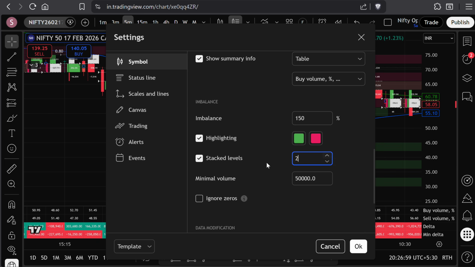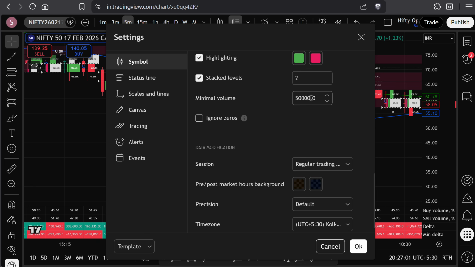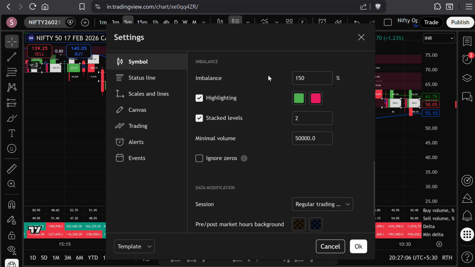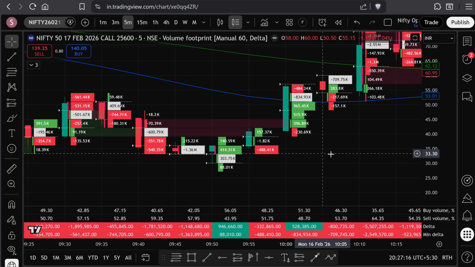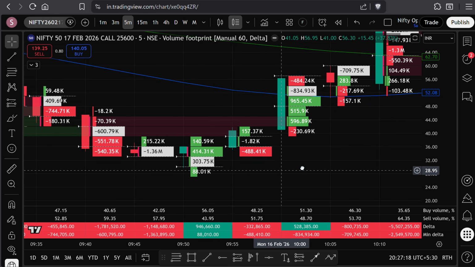And I'm not looking at anything less than 50,000 contracts trading on the options. I don't want to show the imbalances there. Okay, I don't want to show that, so I'm putting another filter here, 50,000. That's it. Everything will be plain for you. Okay, so how you can understand very easily, I'll show you here. Just have a look at my screen.